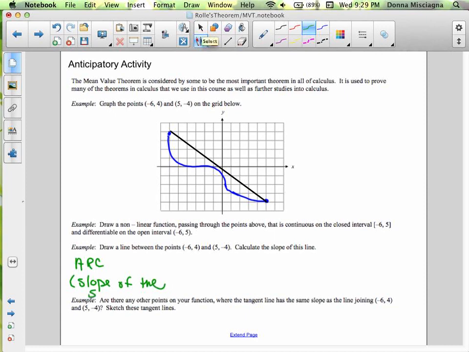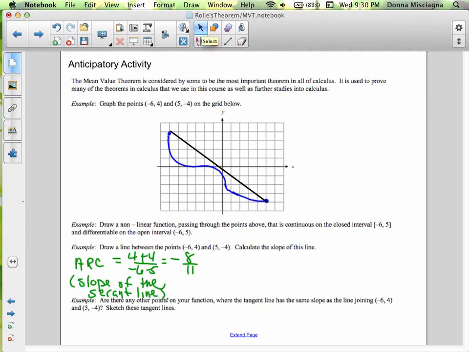So that is a secant line. A secant line just connects 2 points on the curve. That would be 4 minus -4, so 4 plus 4, divided by -6 minus 5, which would be -8/11. Are there any other points on your function where the tangent line has the same slope as the line joining (-6, 4) and (5, -4)?